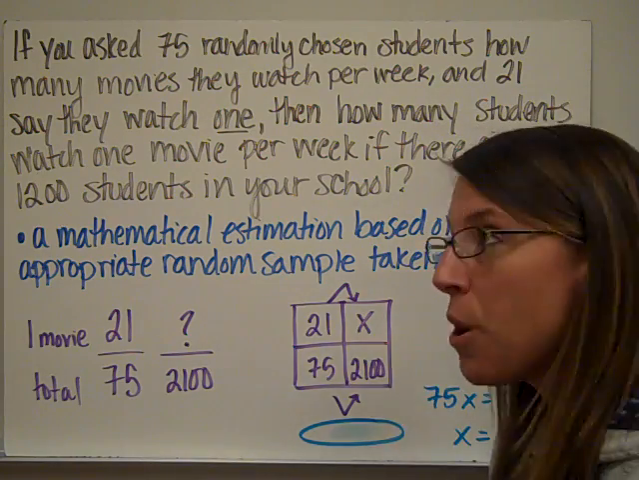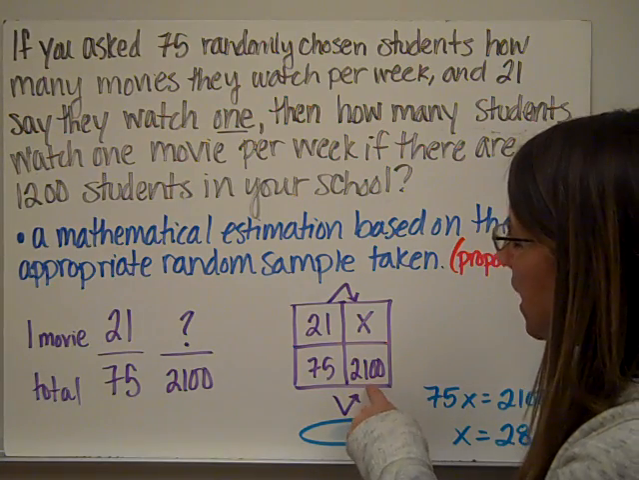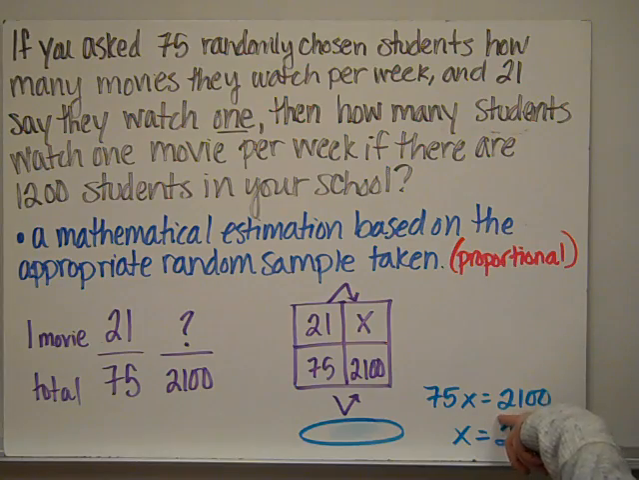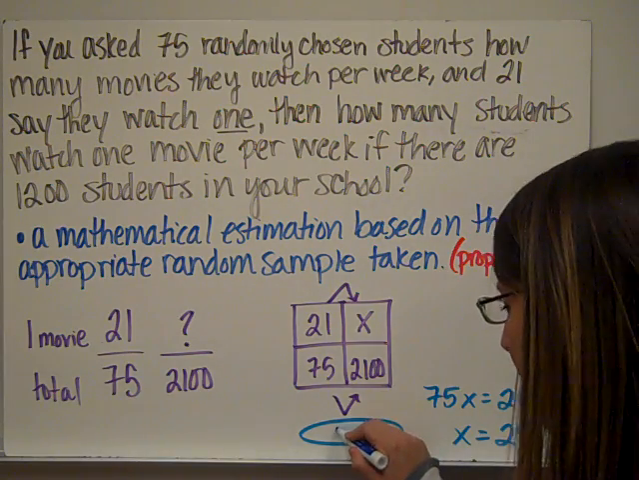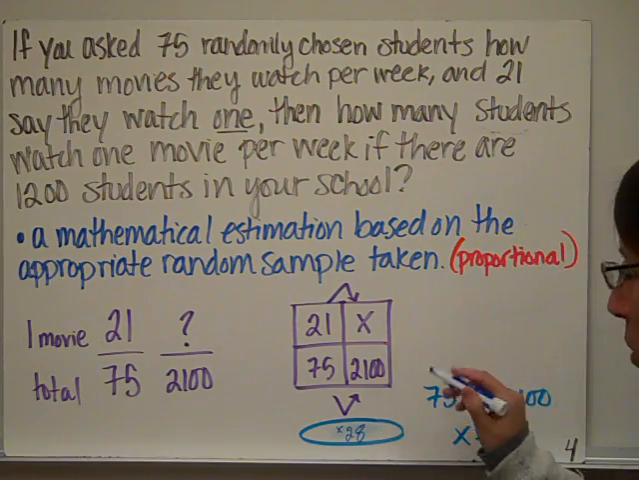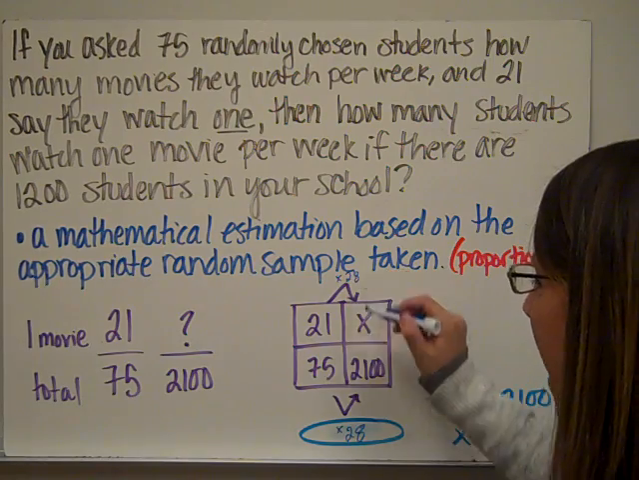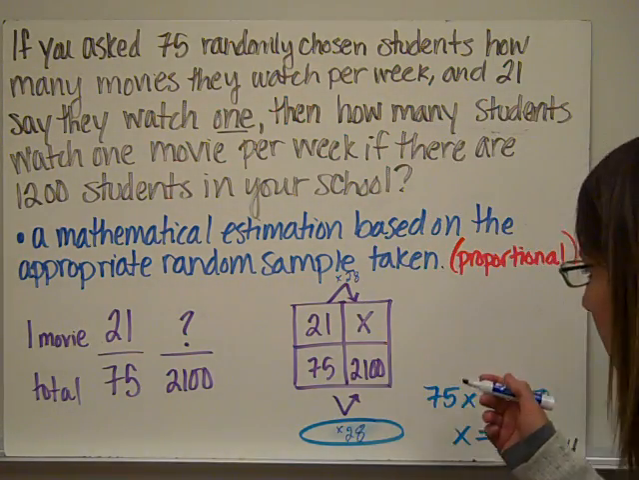So I set up a ratio box here. Well, 75 times what is going to give me 2,100? Well, 75x is 2,100 here. So then I know that x is 28. So that means 75 times 28 equals 2,100. So if I multiply 21 by 28, I'm going to have a pretty good idea about how many students probably watch one movie per week.